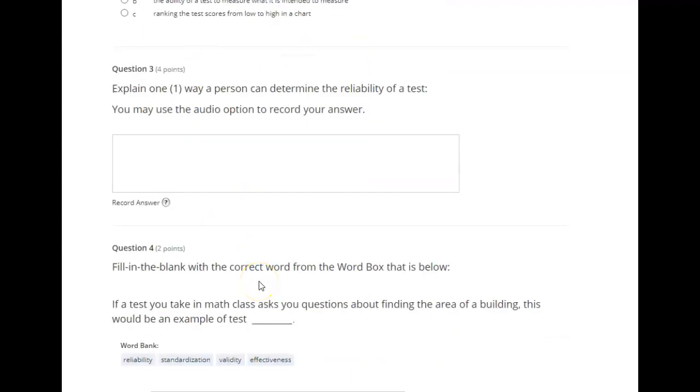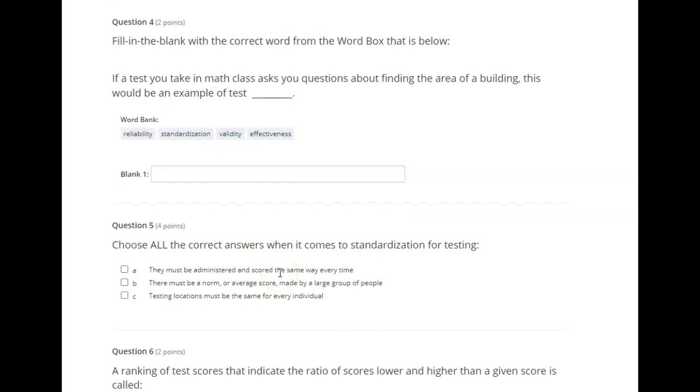Explain one way a person can determine the reliability of a test. You may use the audio option to record your answer. Fill in the blank. If a test you take in math class asks you questions about finding the area of a building, this would be an example of test blank. Reliability, standardization, validity, effectiveness.